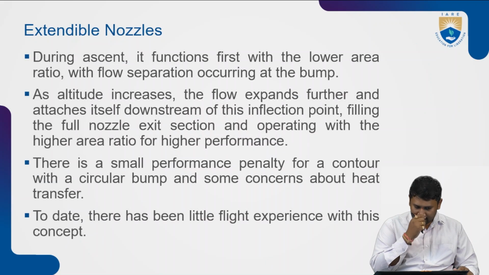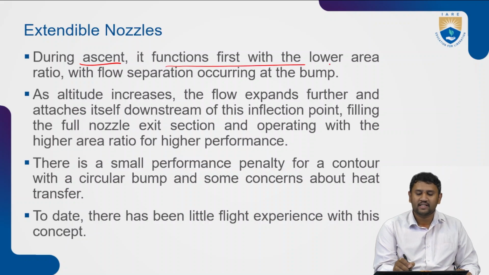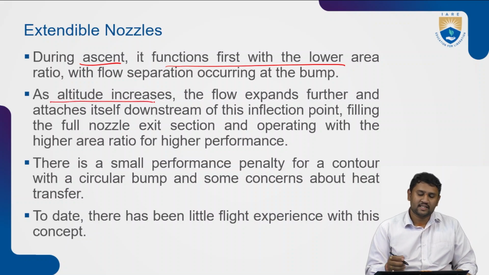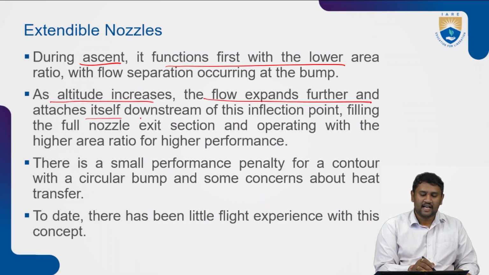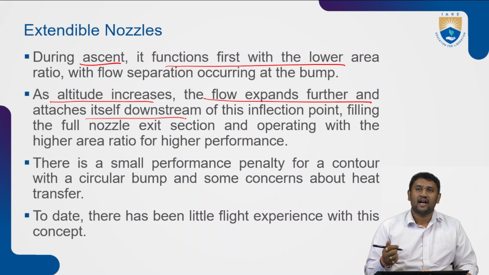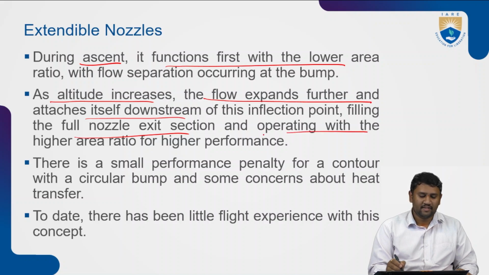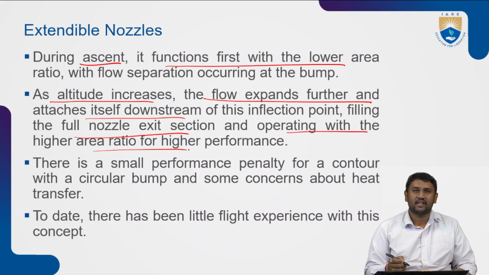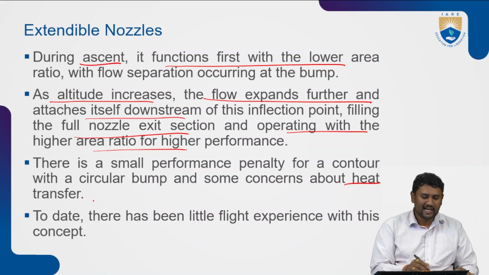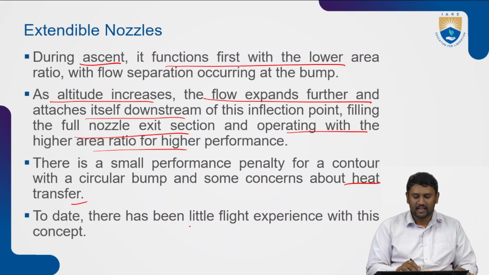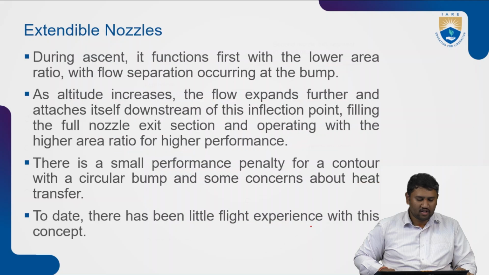And what are these? Basically, during ascent, it functions as the lower area ratio, with the flow separation occurring at the bump, and as altitude increases, the flow expands further and attaches itself downstream at this inflection point, filling the full nozzle exit section and operating with the higher area ratio for higher performance. There is a small performance penalty for a contour with a circular bump. There are some concerns about heat transfer as well, and to date there has been little flight experience with this concept.